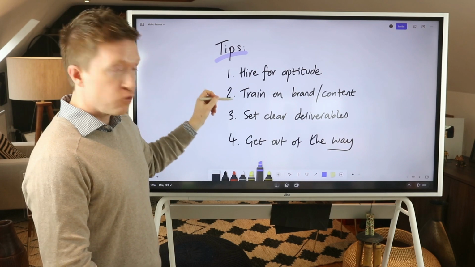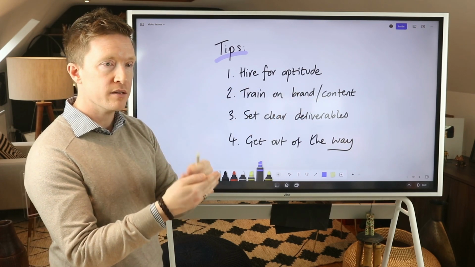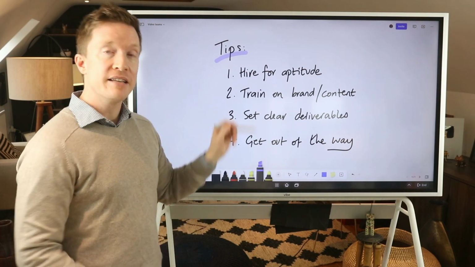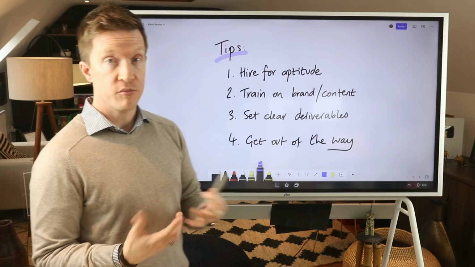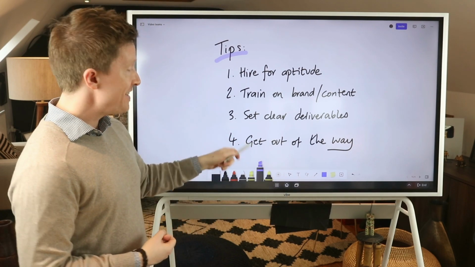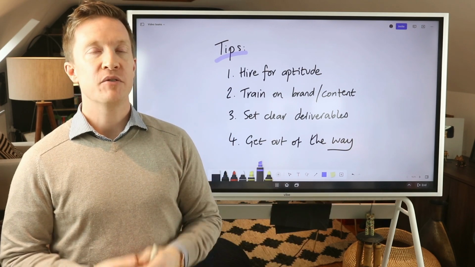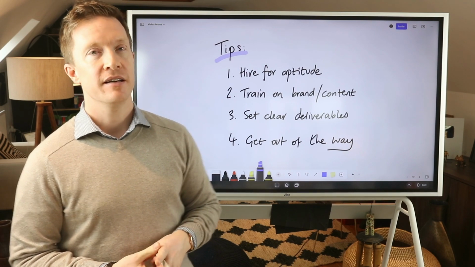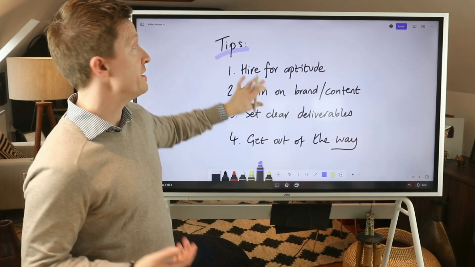Then once you've done that, train them on the brand and the content. So you get them making the content along the lines that you need to. Set very, very clear deliverables so that everybody knows exactly what it is that they are responsible for producing each week or each month. And then lastly, this is the key, get the hell out of the way. Don't meddle. If you've got the right people in the first place, give them the breathing space they need to actually get on with it and do the thing.